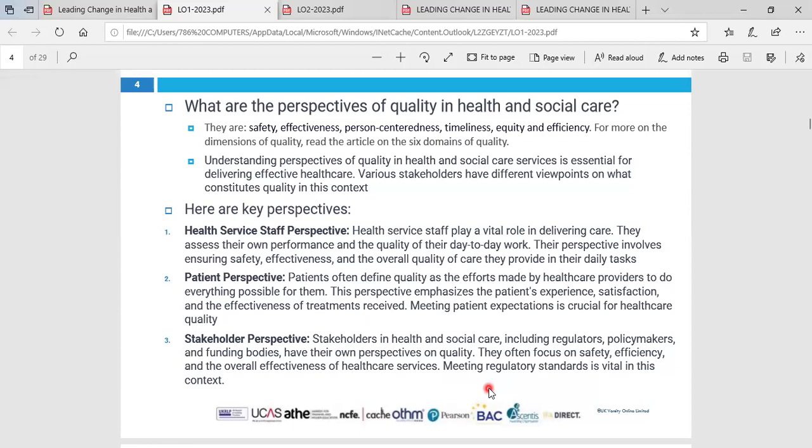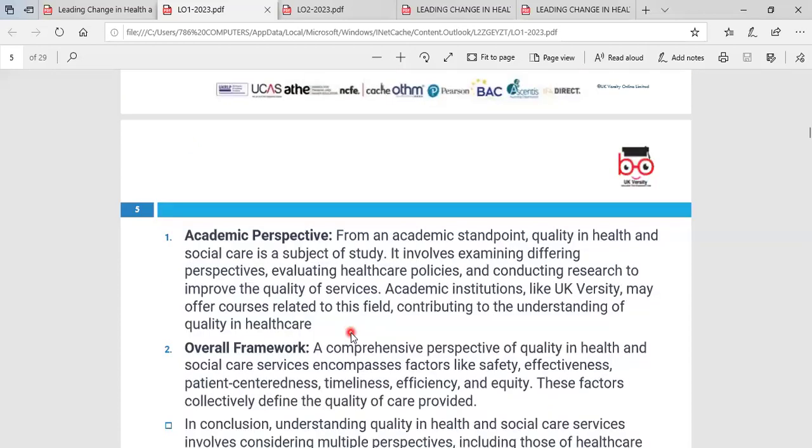And obviously, then there's the ATHE perspective. So there's research, there's improving healthcare policies. Your main ultimate goal is to improve the quality of services. So at UK Versity, it's an academic institution. You have courses that you offer related to this field, and you're contributing to the understanding of quality in healthcare. So this is what we're striving for, and we have different stakeholders as well.